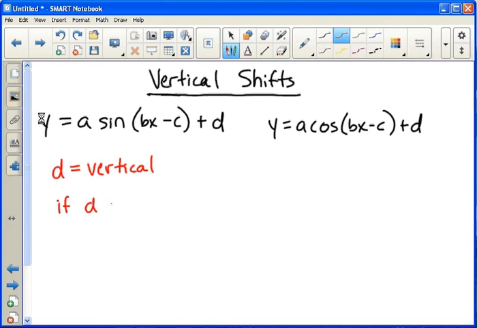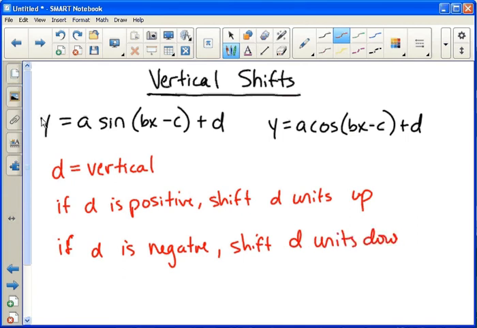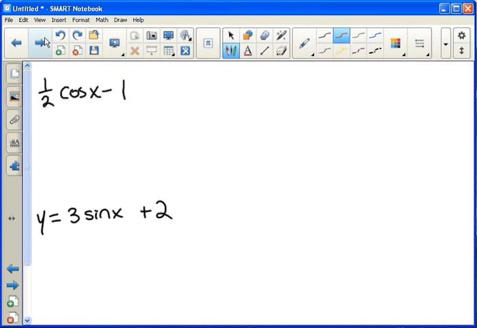If D is positive, shift D units up. If D is negative, shift D units down. Okay, so the point is you've got to shift up and down, and I'll explain more as we're going through some examples here. So let's start with this one, 1/2 cosine of x minus 1.